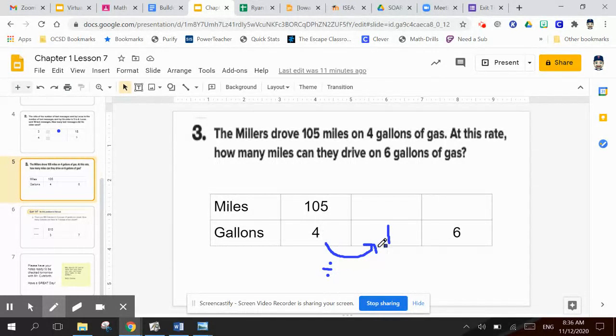What can I divide by 4 to get 1? That's 4. So just like the previous problem, whatever I do to my denominator, or the bottom number, I have to do to the top. So I'm going to divide 105 by 4. And again, if I use my calculator, I know that that answer is going to be 26.25.